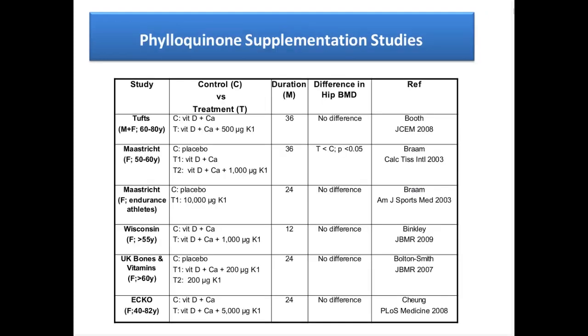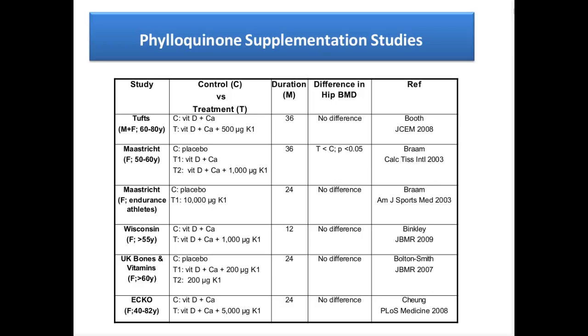Now, the majority of randomized clinical trials have been done using phylloquinone. And here I've summarized the 6 main trials that have been done in which they have compared groups with vitamin D and calcium in the control group and phylloquinone in the treatment group. And the phylloquinone has been administered in doses of 500 micrograms, 1,000 micrograms, 5,000 micrograms, and as low as 200 micrograms.